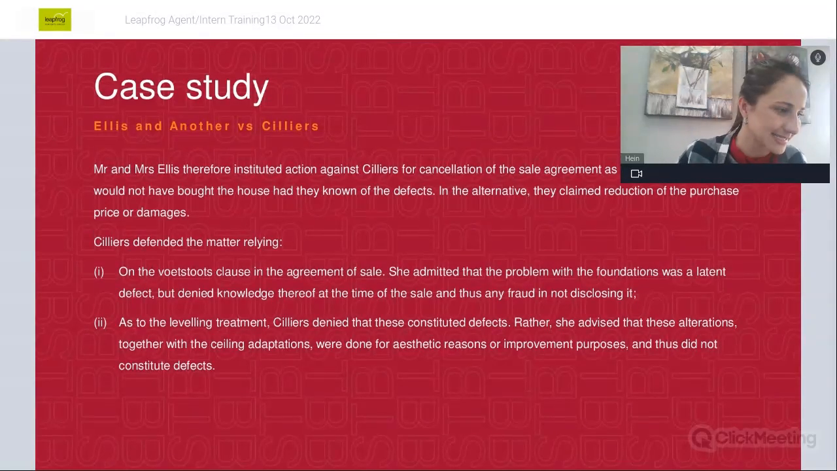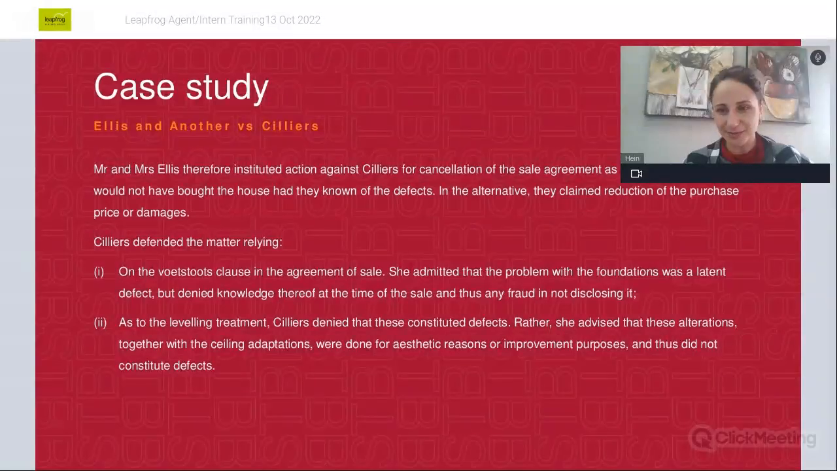That's what the buyer said. What did the seller say? I didn't know. I know there's an issue with the poles. And they also said that what they did to level out the floors, and they cut out pieces of the wooden flooring, was aesthetic and cosmetic, and they don't regard it as defects at all.